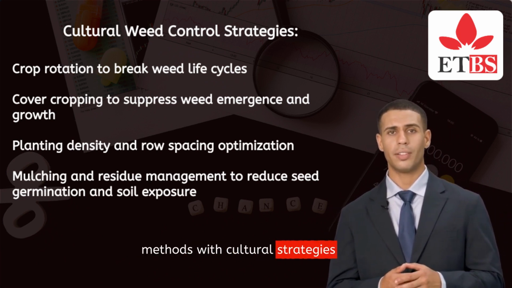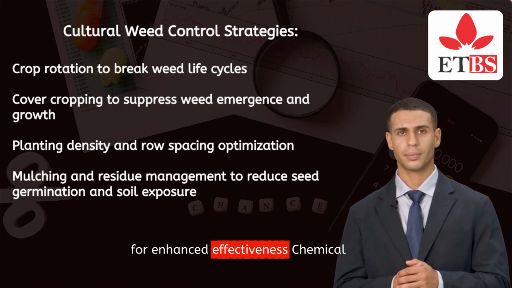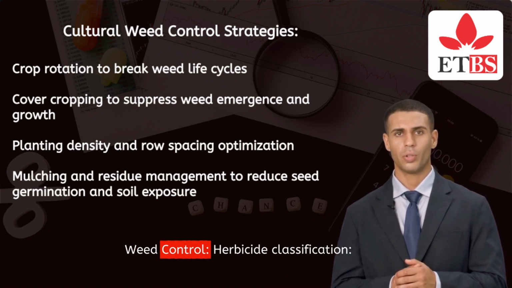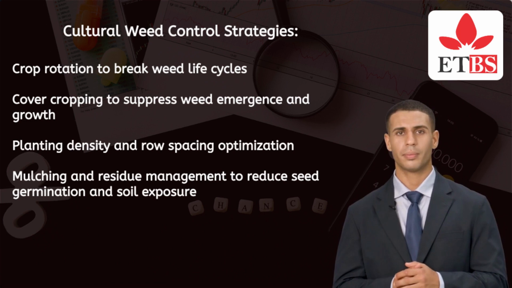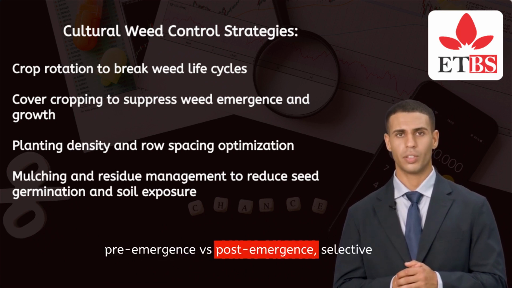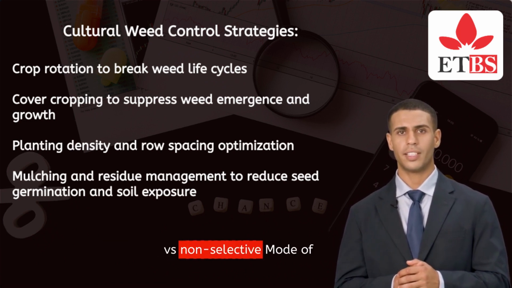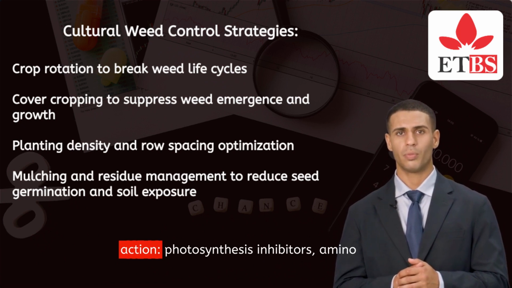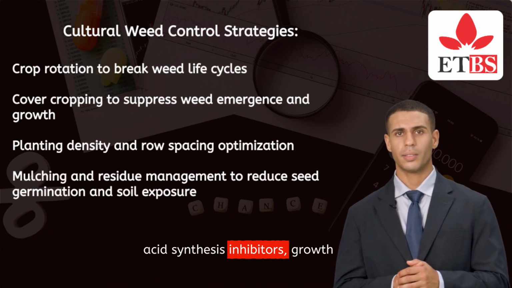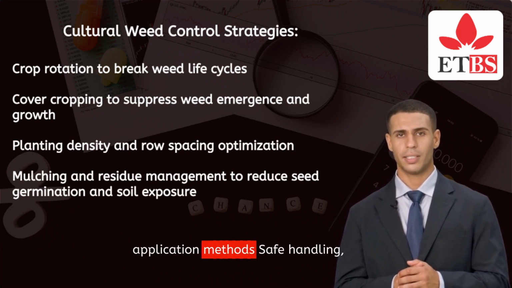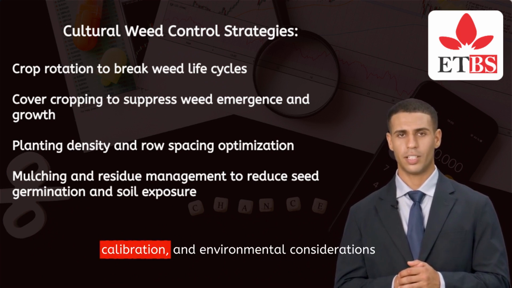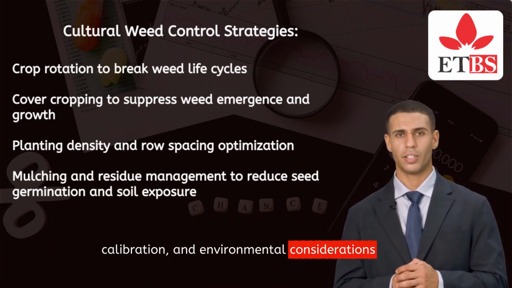integrating physical methods with cultural strategies for enhanced effectiveness. Chemical weed control: herbicide classification, pre-emergence versus post-emergence, selective versus non-selective, mode of action, photosynthesis inhibitors, amino acid synthesis inhibitors, growth regulators, formulation types and application methods, safe handling, calibration, and environmental considerations.